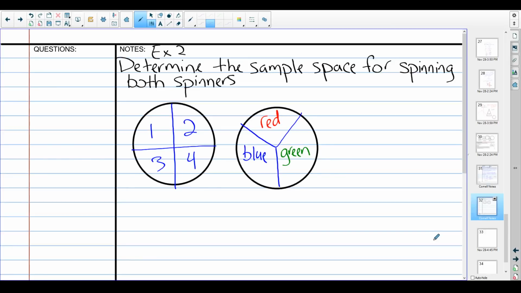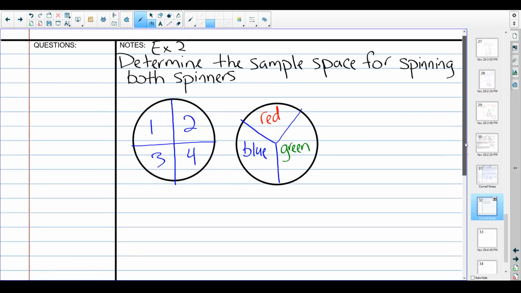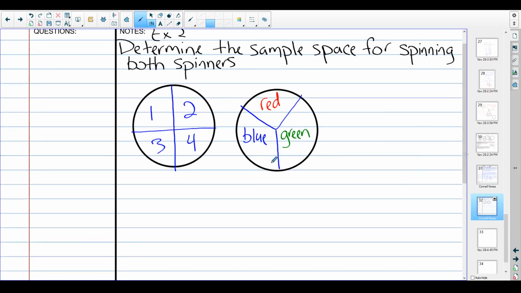Alright, so part 2. Determine the sample space for spinning both spinners. Draw yourself 2 spinners. Everyone likes spinners. Okay. What about the 1 to 6? 1 to 6, that's your probability. That's the chance of picking pretzels and orange juice. That was the answer to the question.